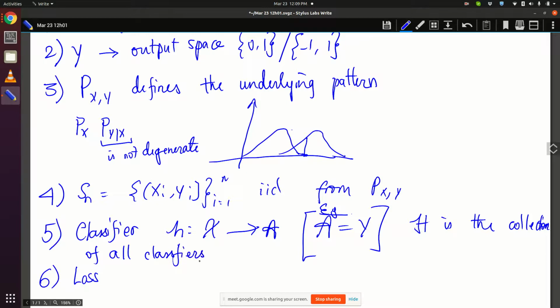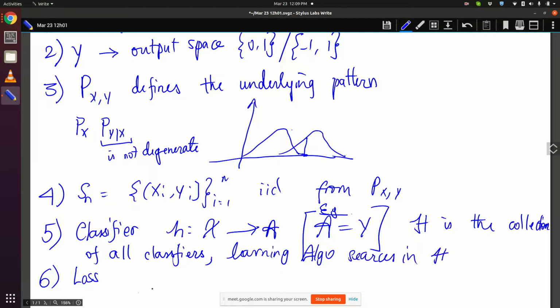So that is a part of your learning algorithm. Your learning algorithm should also specify the collection of all the classifiers, and then there is of course the learning algorithm here. The algorithm searches in H.